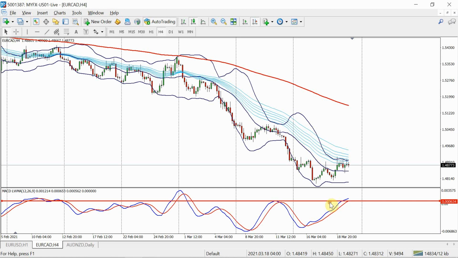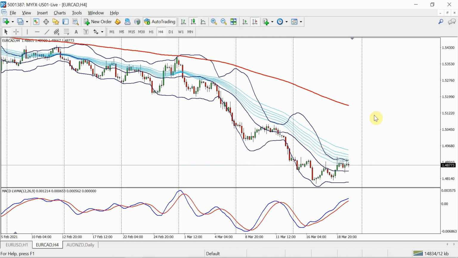So for me, at this stage, if you've watched my Bollinger Bands trading strategy, what we're looking for is price to be below the 200 EMA.